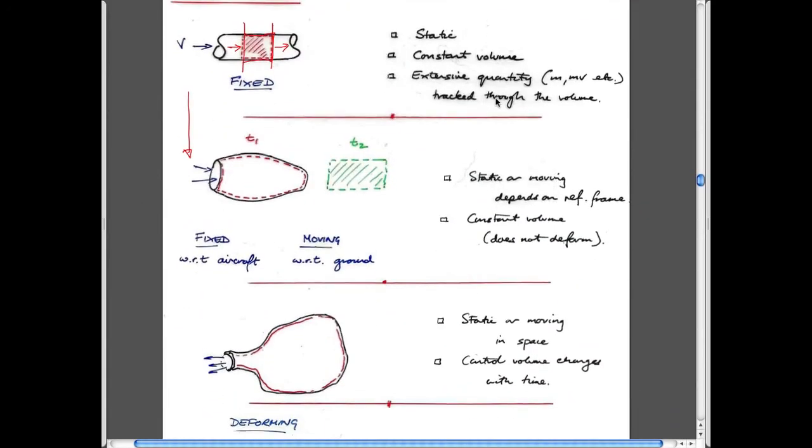And so next time we'll talk a little bit about accelerations, and then we'll do the simplest case of looking at a static control volume and seeing how we accommodate mass in, mass out.